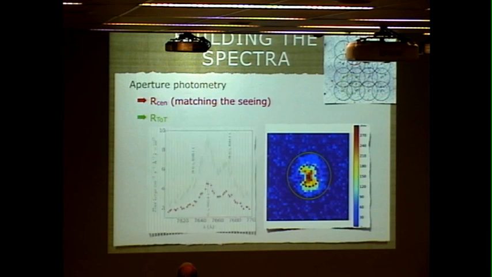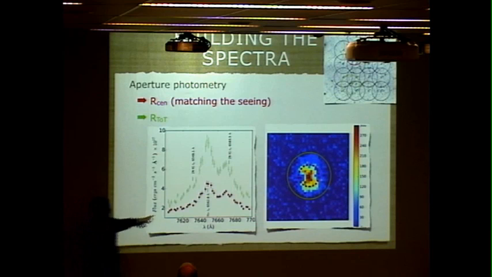So once we do photometry in all of the images, we're ready to build a spectrum. And this is what it looks like for the central aperture and for the total aperture, and you can see H alpha and the 2 nitrogens.